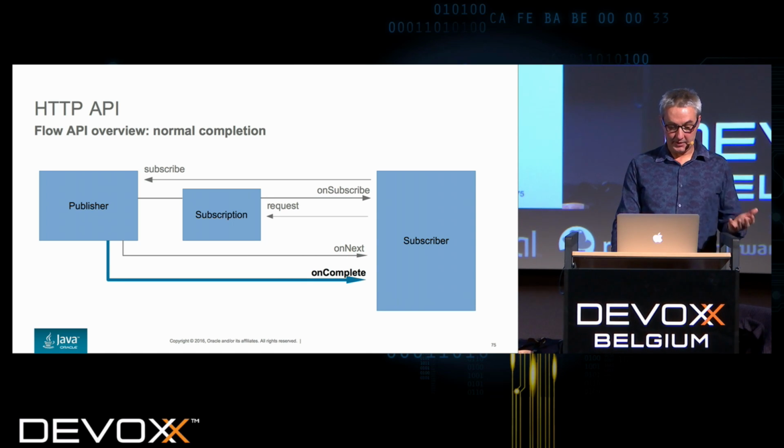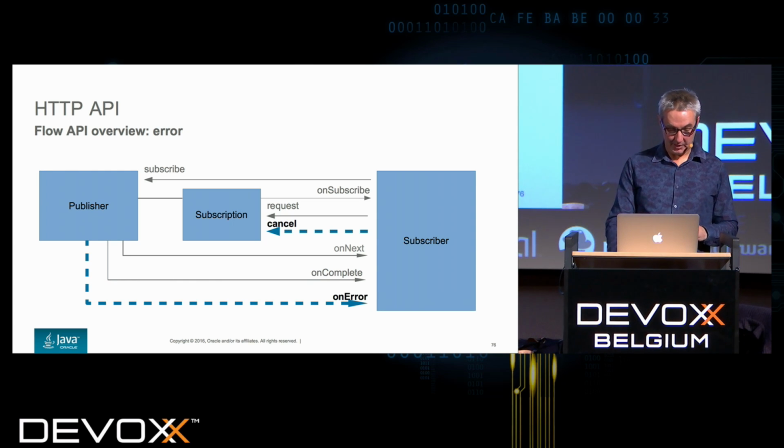Once all of the data has been transferred, the publisher calls onComplete on the subscriber, and that signifies the end of the subscription. If an error occurs, there are two ways. The subscriber can cancel the subscription at any time, or the publisher can signal an error by calling onError on the subscriber. Now, this all looks kind of complicated, and most HTTP applications don't need to know anything about this, but if you're implementing new body processor types, then you need to know about this stuff.